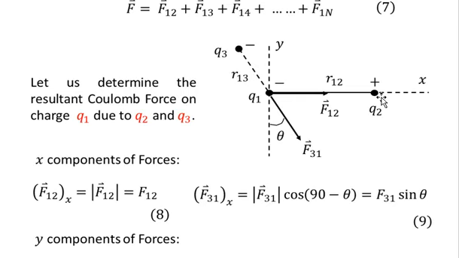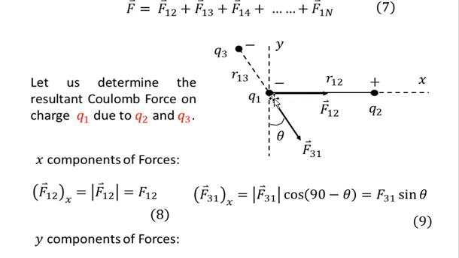Because Q2 is positively charged and Q1 is negatively charged, the force on charge Q1 will be such that charge Q2 will attract charge Q1. In the same way, charge Q1 will also attract charge Q2. But we are considering the force on charge Q1, so let's talk about only charge Q1.